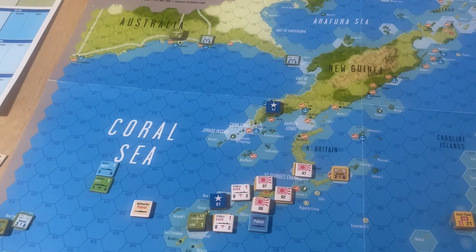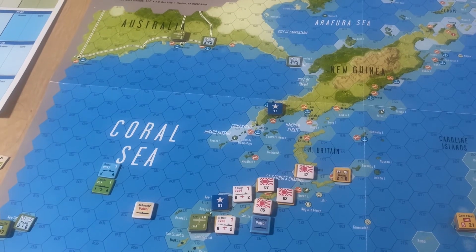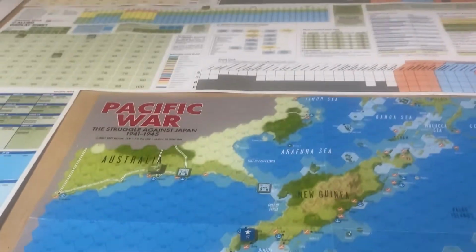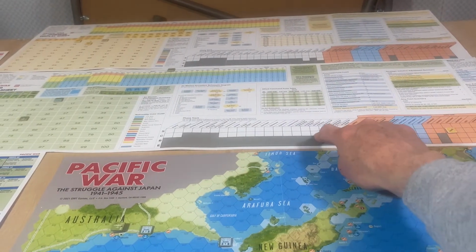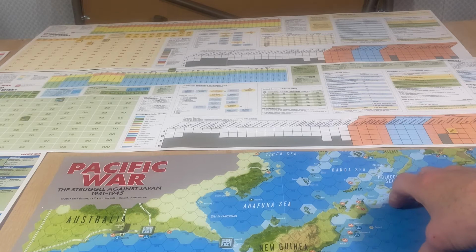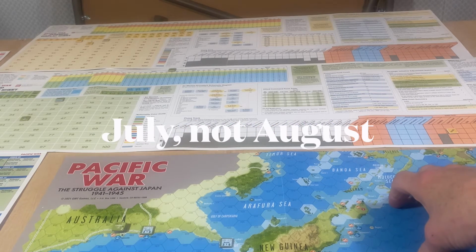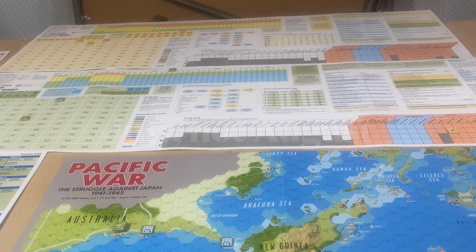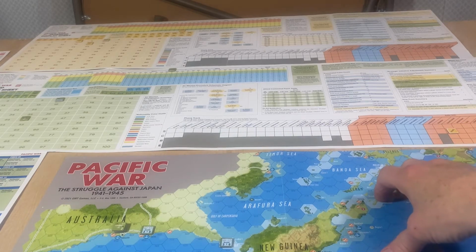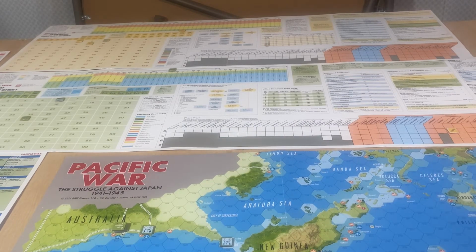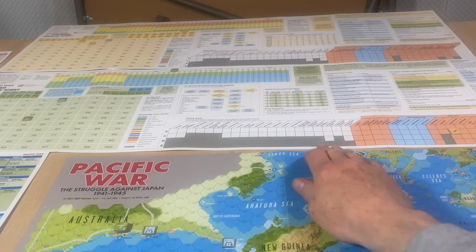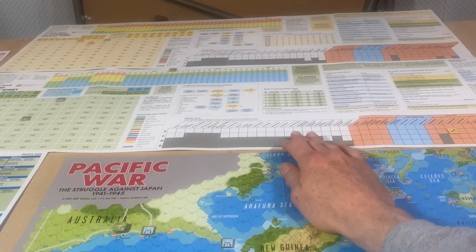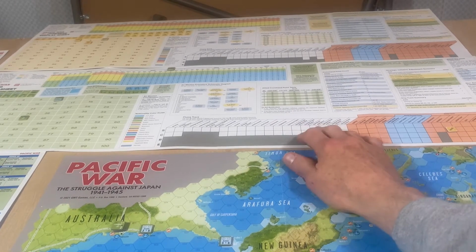Now I do have to note that we did 2 operations actually in August. The second one was 14 days, and we didn't actually use all those days up. So we had another chance to do an operation, even though neither side had very many points.